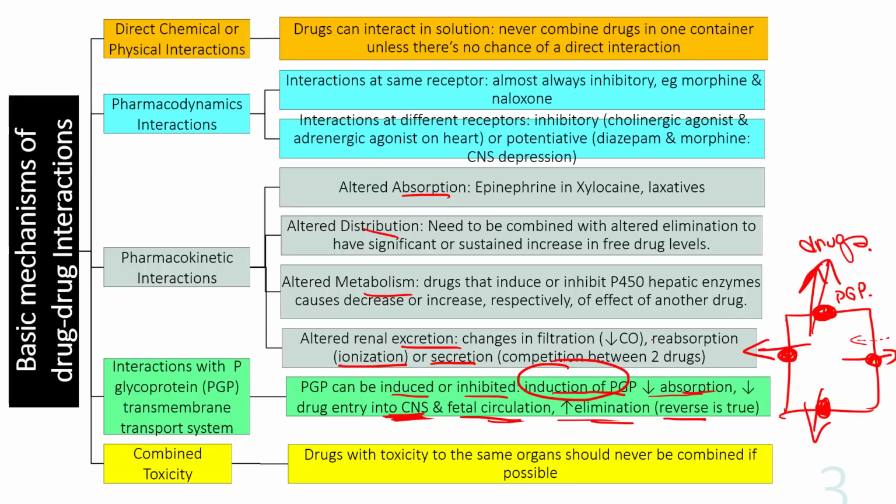the transmembrane transport protein system. The other thing is that some drug-drug interactions have toxicity to the same organs. So the rule of thumb is that if you give 2 or more drugs, you have to check whether they have the potential to cause toxicity to the same organ. And if possible, we want to prevent interactions between 2 drugs that are, say, hepatotoxic. You don't want to give 2 drugs that are hepatotoxic because it increases the risk of the liver cells dying.